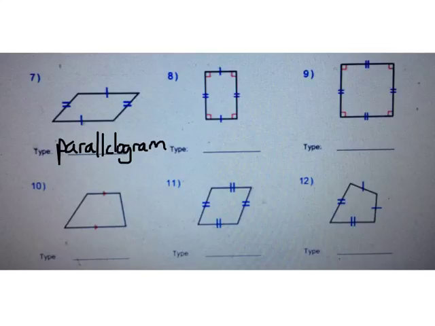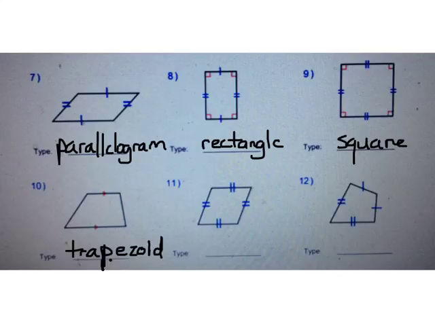What's the best name for number 8? The best name for number 8 is a rectangle. What's the best name for number 9? The best name for number 9 is a square. What's the best name for number 10? The best name for number 10 is a trapezoid. What's the best name for number 11? The best name for number 11 is a rhombus. What's the best name for number 12? The best name for number 12 is a kite.